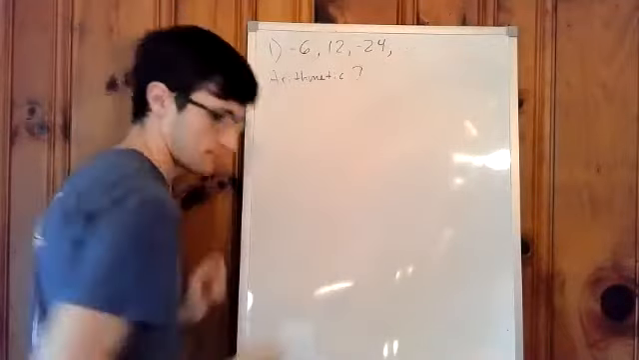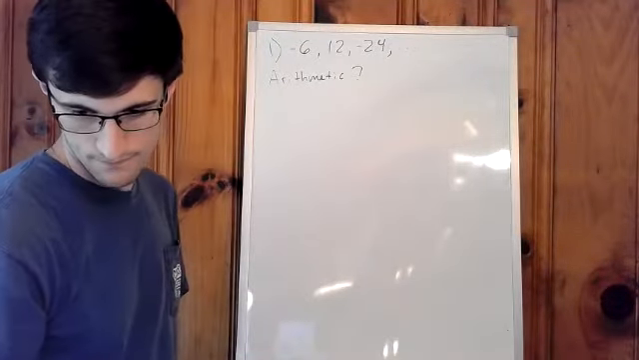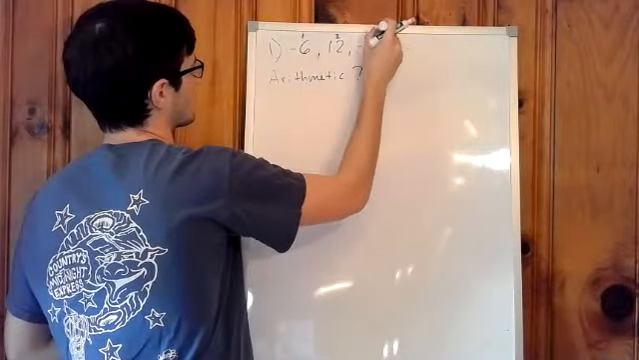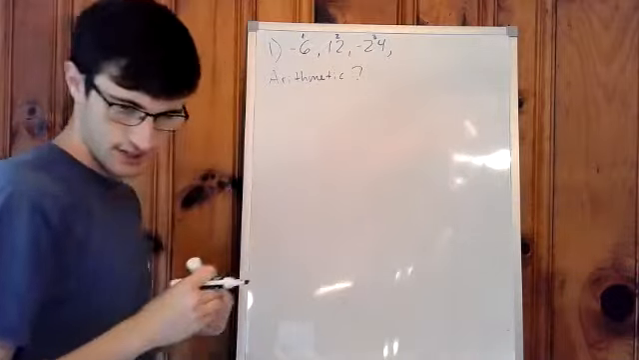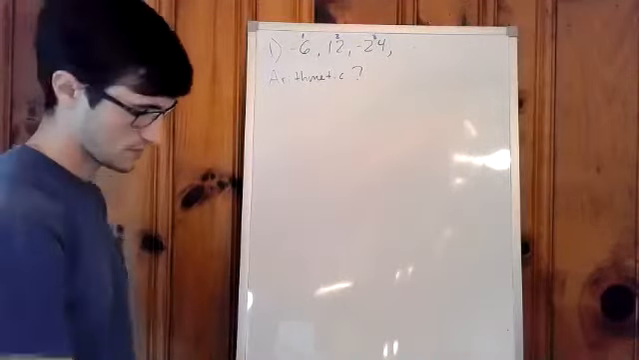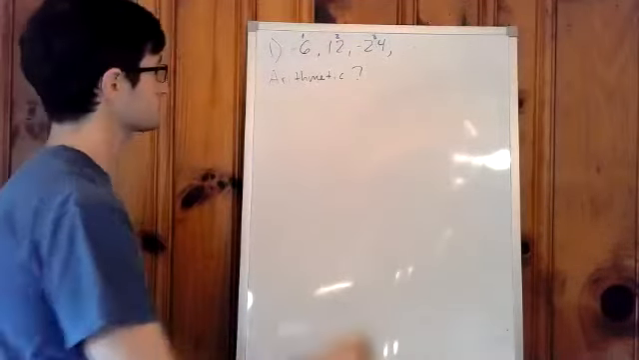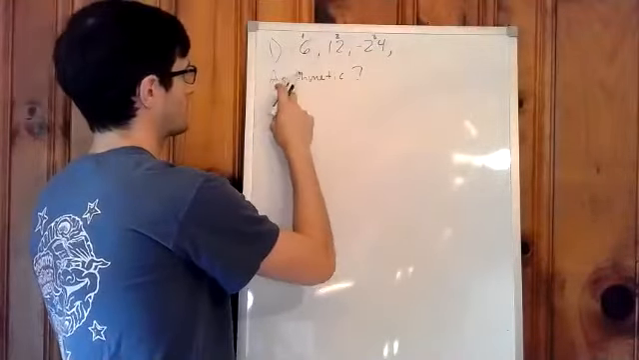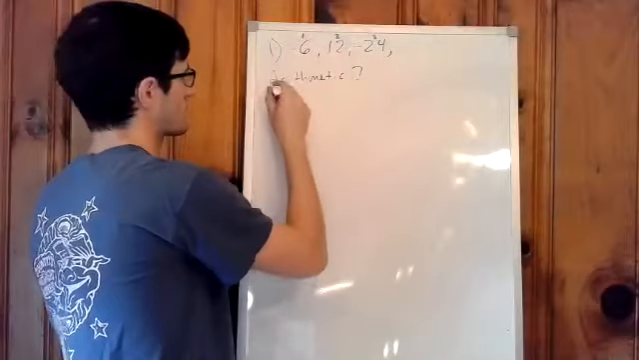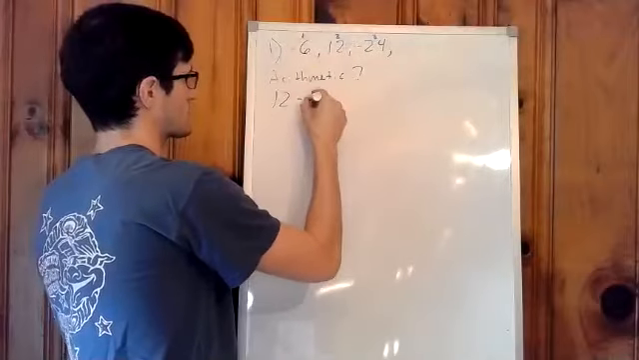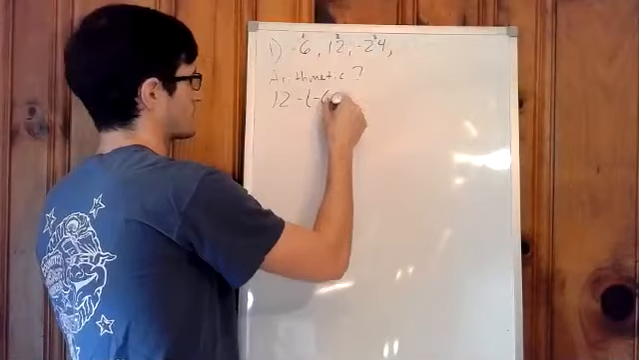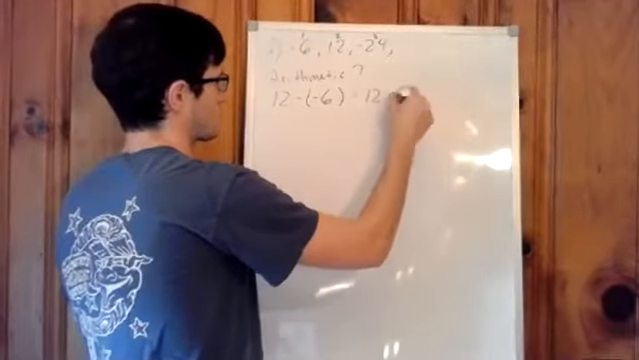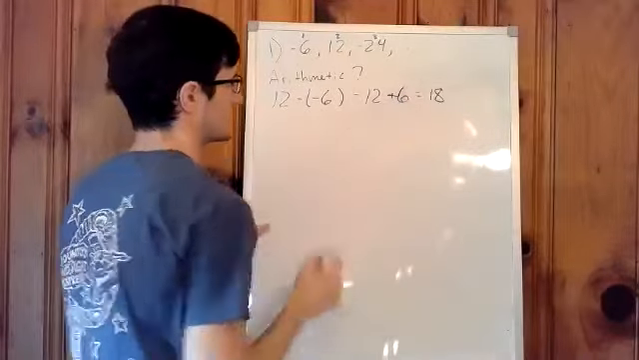Arithmetic, question mark. Again, here, this is our first term. If it helps, I'll write it in blue above. First, second, and third term. Okay. So arithmetic, question mark. So let's see. To do this, I need to take my second term and subtract my first term. So 12 minus, don't forget your parentheses, -6. That's 12 plus 6, which is a difference of 18.